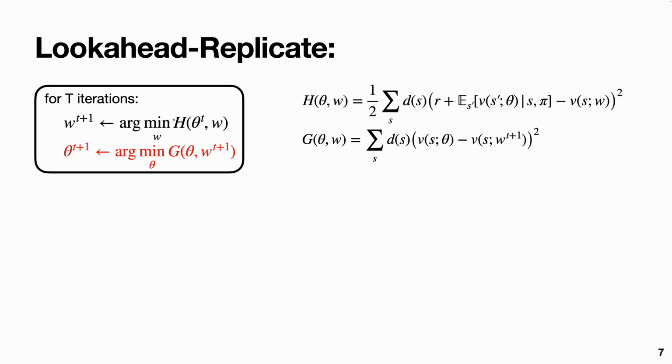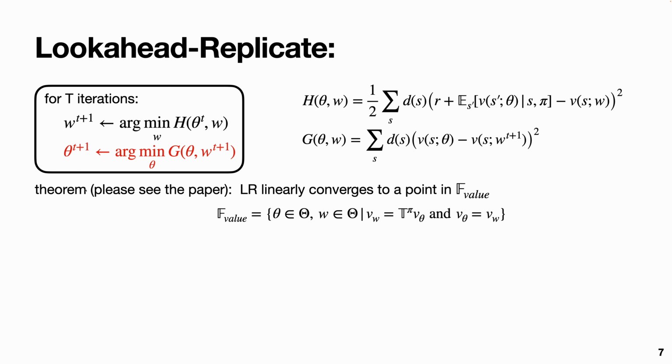We are updating the online network exactly as before, exactly as TD with target network and DQN, etc. do it. But then we have this divergence from the common practice, where we update the target network by minimizing the discrepancy in the function space of the online network and the target network. Now we have a theorem in the paper that proves that this LR algorithm is indeed capable of finding a solution in this F value pair and actually does so linearly, which is very exciting.